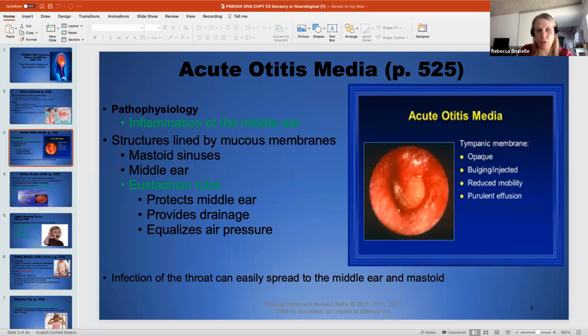Thank you. So the eustachian tube helps drain the fluid from the middle ear. So the eustachian tube of kids, young kids in particular, it tends to not have the same angle. So it's flatter. It doesn't have the same ability to drain. And that's the main reason that they are more susceptible to ear infections.